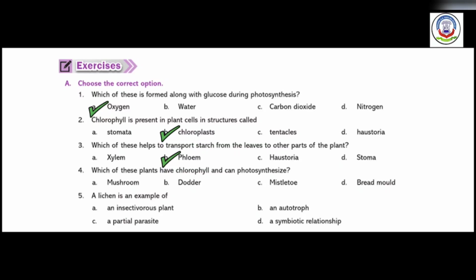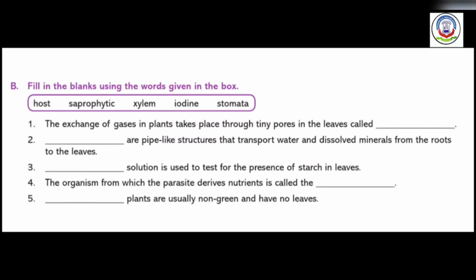Number 4. Which of these plants have chlorophyll and can photosynthesize? Answer is mistletoe. Number 5. A lichen is an example of. Answer is symbiotic relationship. Fill in the blanks using the words given in the box. The exchange of gases in plants takes place through tiny pores in leaves called stomata.